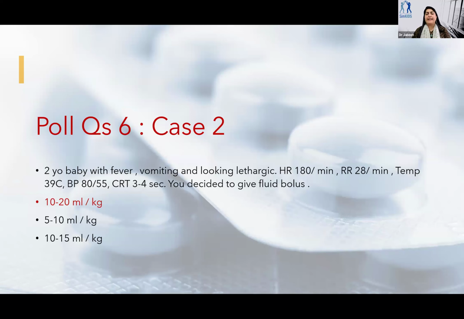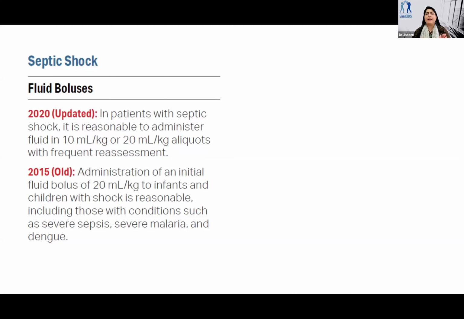Before, in the guideline, you would give 20 ml per kg, 3 boluses, like 20 ml per kg, 20 ml per kg, 20 ml per kg. But now what they have suggested is that in a patient with septic shock, it is reasonable to administer fluid in 10 or 20 ml aliquots with frequent reassessment.